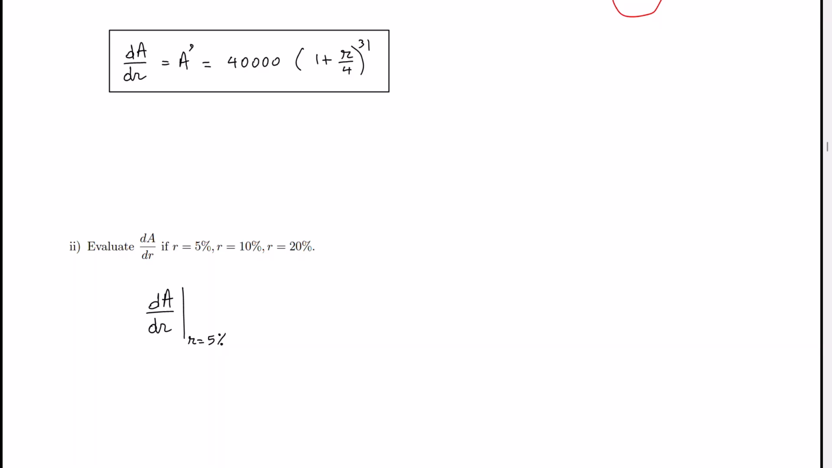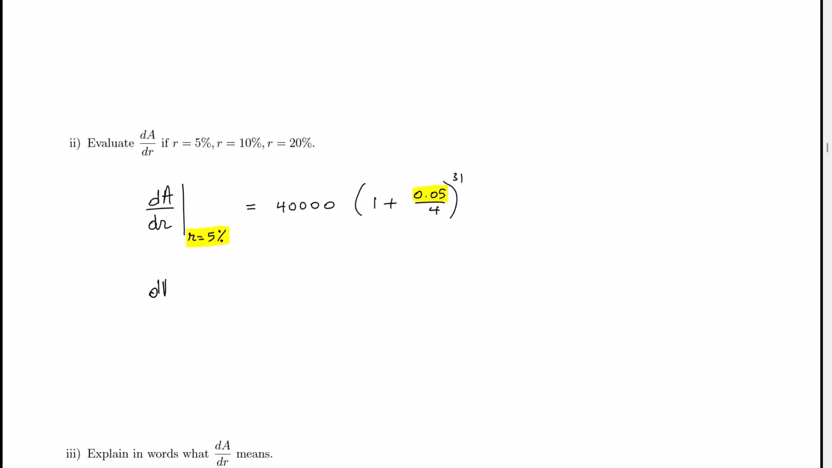This notation just means that I'm about to plug the 5% in place of r inside the function that we're calling dA over dr, or in this case, the derivative. That's a notation that I'm going to start using from now on for certain problems, so I wanted to mention it here. And so this is really just 40,000 times 1 plus r, which is supposed to be 5%. And 5% is 0.05, divided by 4, all to the power of 31. So that r is going to go right there.